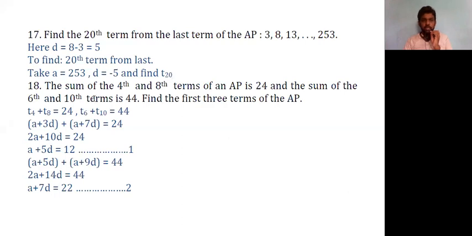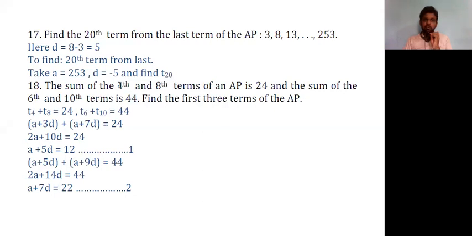Moving on to 18th sum. The sum of the fourth and eighth terms of an AP is 24, and the sum of the sixth and 10th terms of the AP is 44. Find the first three terms of the AP.